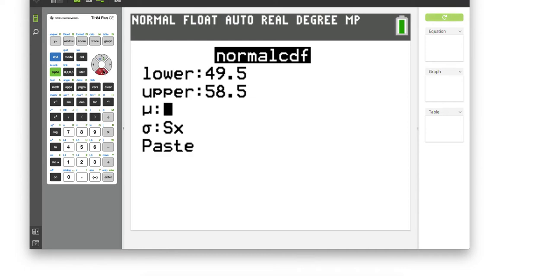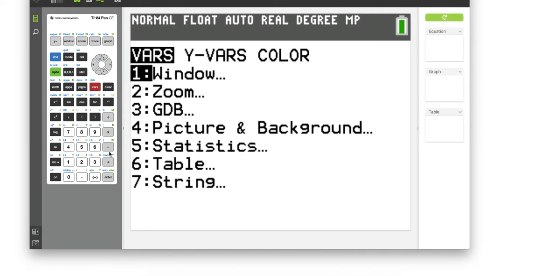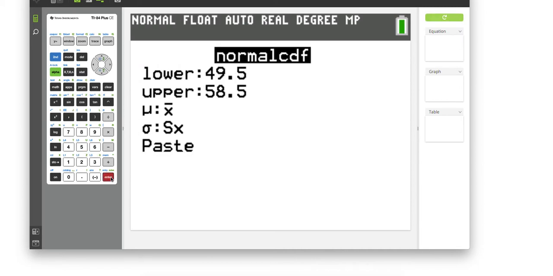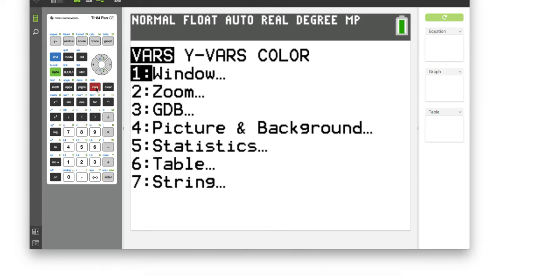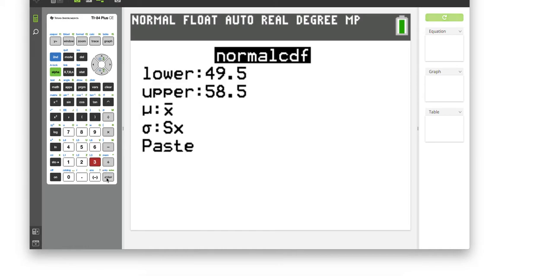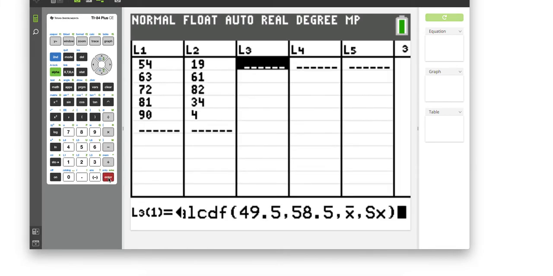Okay, and then here you're going to put X bar. To find X bar, after you run one var stats, you get all this data saved. So X bar is in vars, number 5, and it's number 2. Okay, and then for the standard deviation, you want to use SX. Again, that's in vars, number 5, number 3. Okay, hit enter. Now I want this number to be multiplied by the total.